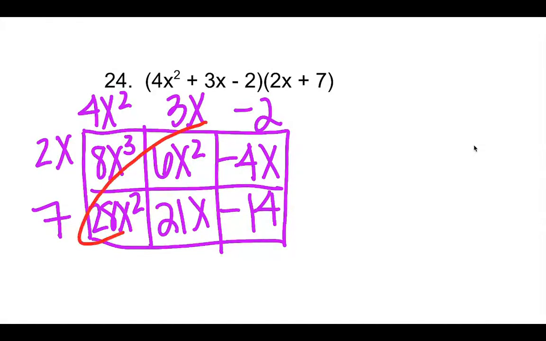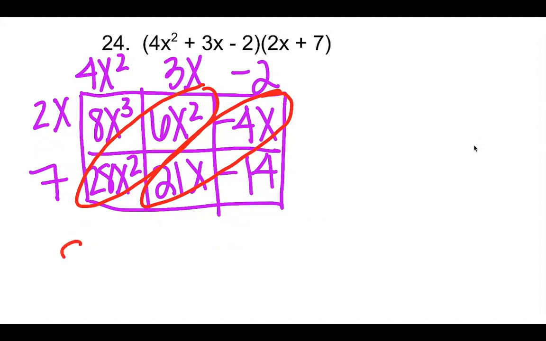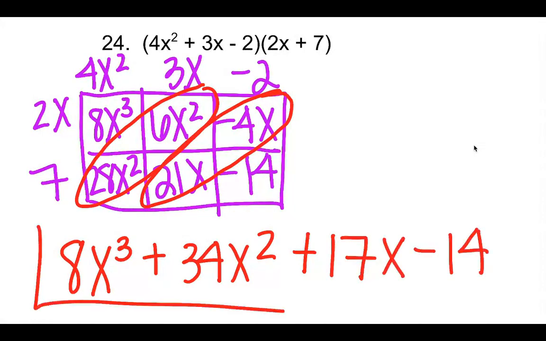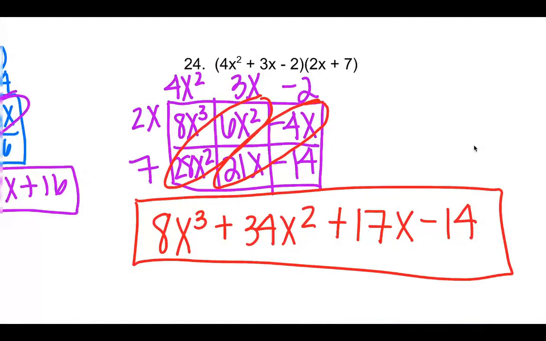Okay, so x squares can go together and x's can go together. So 8x to the third power. I've got 28x squared plus 6x squared is 34x squared. And then 21x minus 4x is 17x. And then minus 14 is our answer.